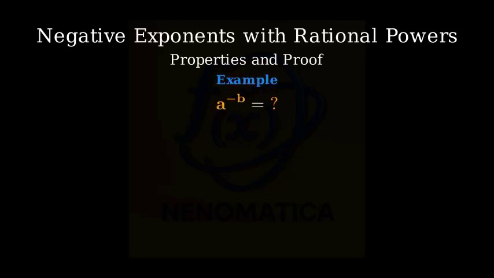For positive real numbers a and b, we'll explore the relationship between a to the -b power and its equivalent form. Let's begin with a reminder about negative exponents. For positive real numbers a and b, we have that a to the -b power equals a to the -1 power raised to the b power.